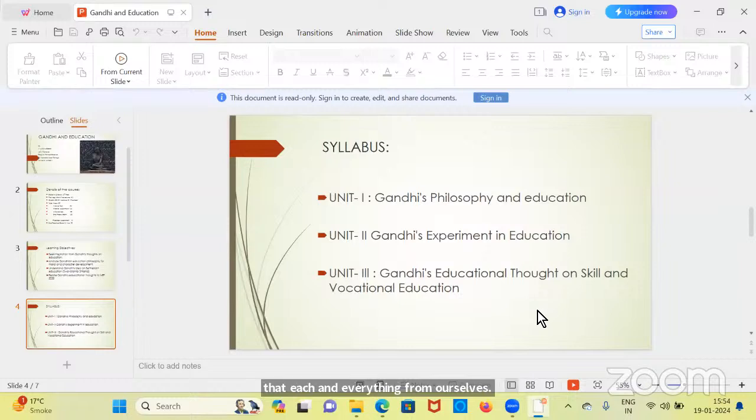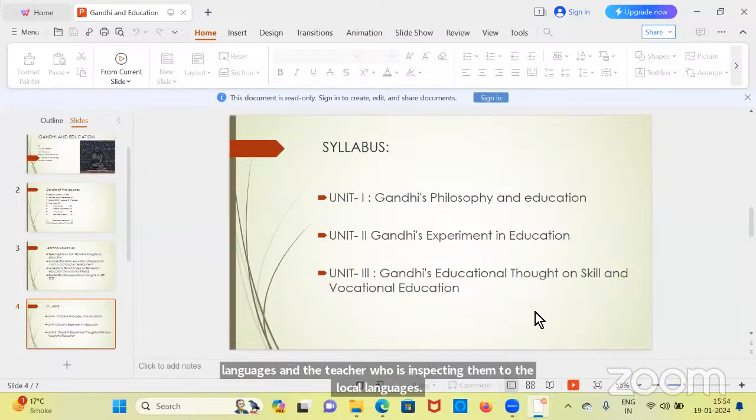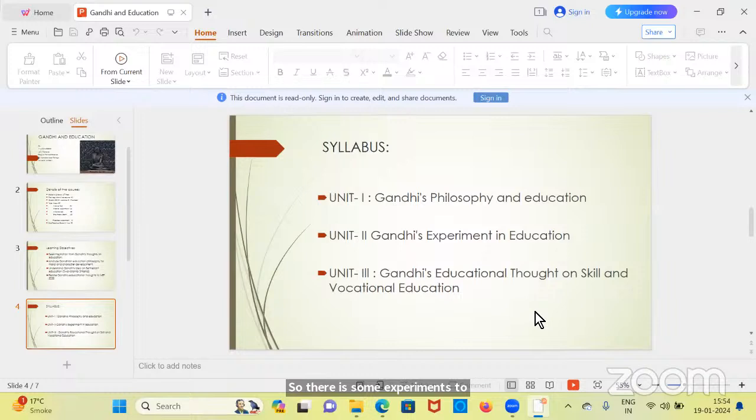Coming to the second unit, Gandhi's experiments in education. Through that, his ideas on introducing the mother tongue, giving textbooks in local languages, and teachers instructing in local languages. There are experiments for becoming self-reliant, and being aware of particular ideas themselves. So that is the second unit.